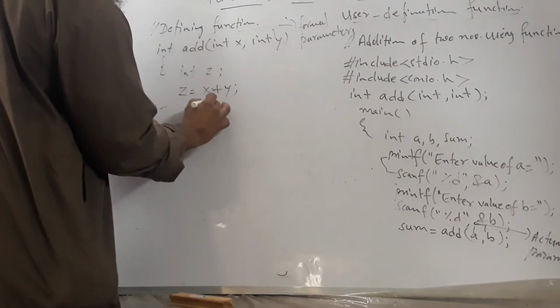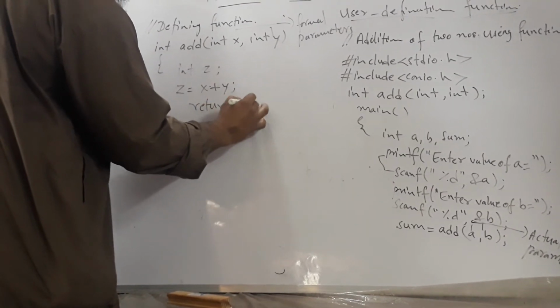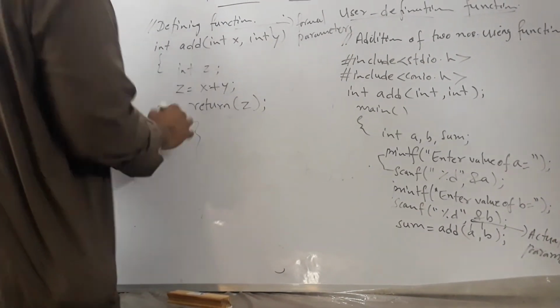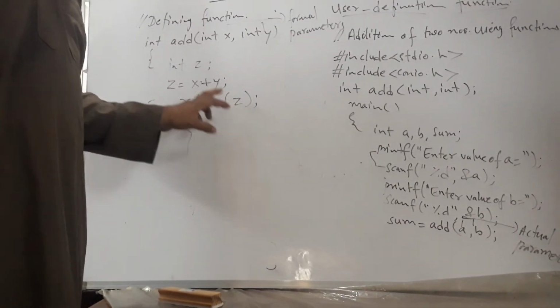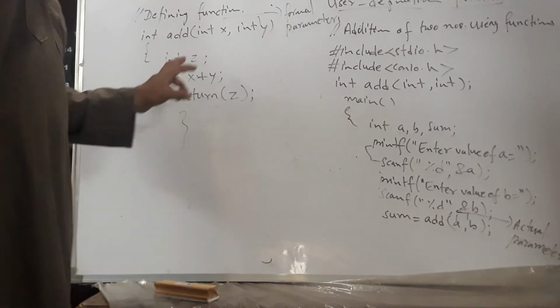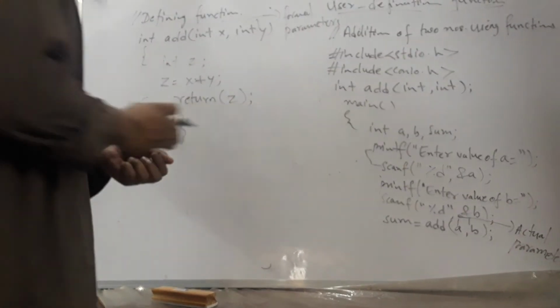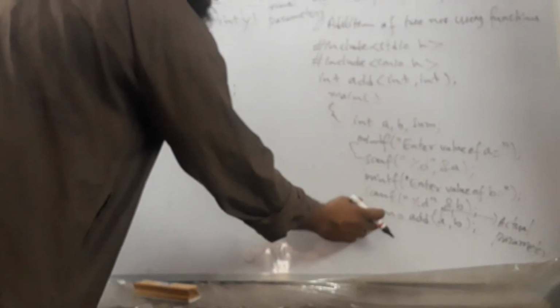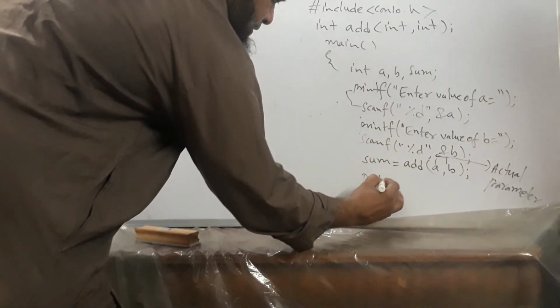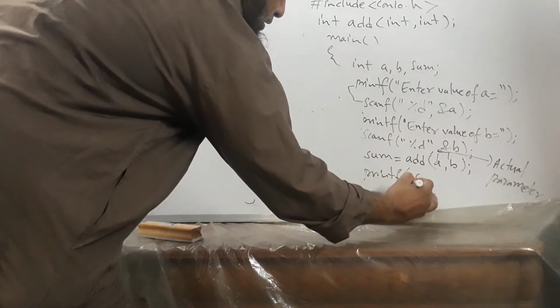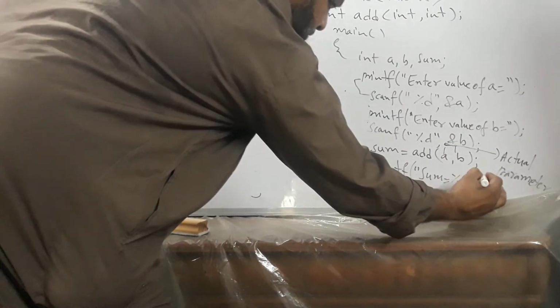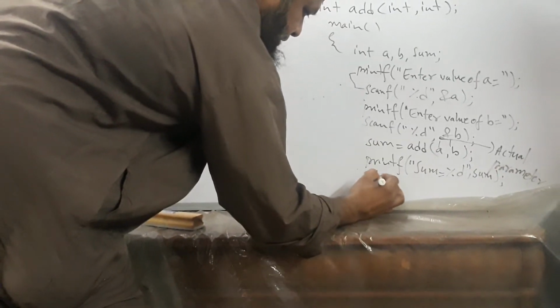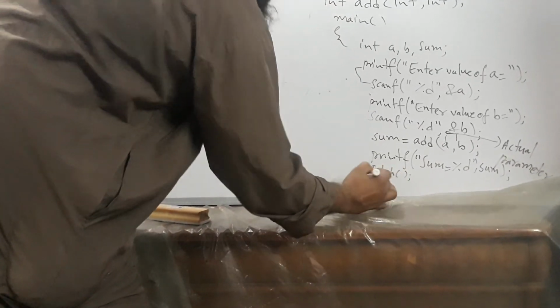And here we'll write return z. That's it. Whenever we write return z, this addition of x and y is transferred back to sum. The addition is stored in sum. Now we are printing sum. sum equal to, the value format specifier, and sum the variable. And here we'll write getch for holding the screen, and that's it.